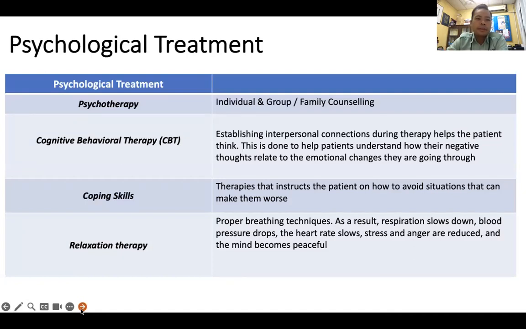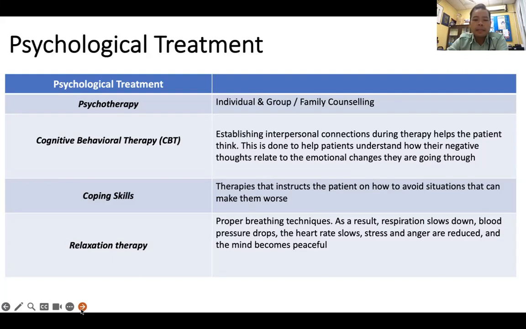On the non-pharmacological side, the patient has been treated with cognitive behavior therapy, or CBT, coping skills, and relaxation therapy. Counseling was given to the patient and the family members to make the family members aware of the patient's condition, and individual counseling has also been done to know any issues that he had. The cognitive behavior therapy establishes an interpersonal connection during therapy to help the patient think more clearly. This is done to help the patient understand how their negative thoughts relate to the emotional changes they are going through. And coping skills have been given also.